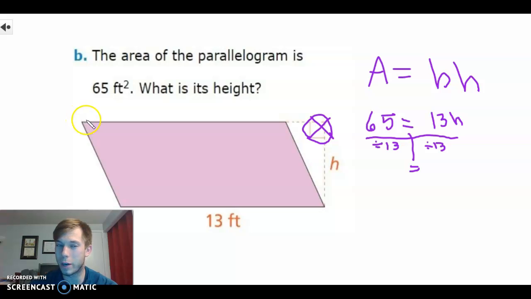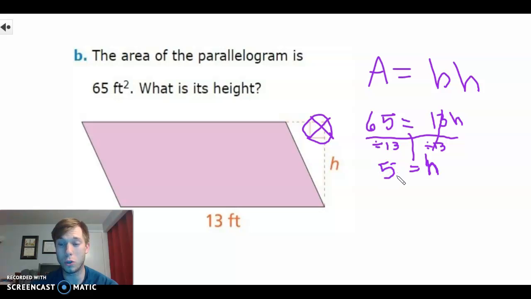Well, on a parallelogram, recall that opposite sides are congruent. So when it says 13 feet down here, that also means this is 13 feet up here. So we can use 13 as our base. We don't know our height. In order to figure out our height, we're going to have to set up our t-chart. Divide both sides by 13, which would cancel out the 13s here. We would be left with H. And then we have to do 65 divided by 13, which is going to get us 5.